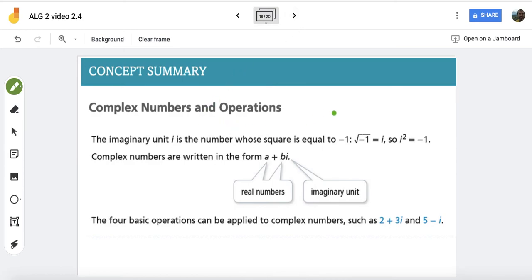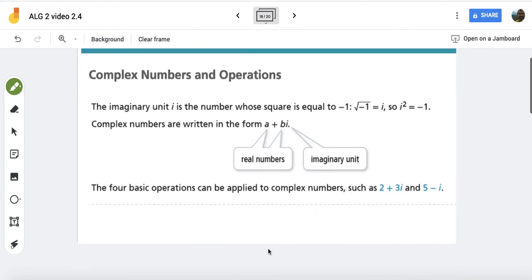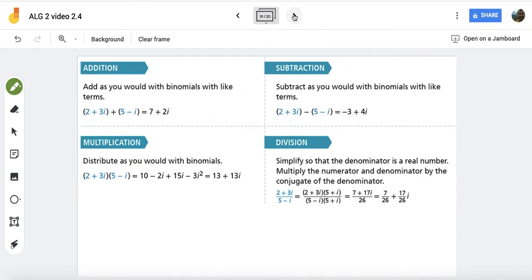Here's a summary page where we've learned about complex numbers and operations. The imaginary unit i is a number whose square is equal to negative 1, and we use that in this entire section. We have addition, keep the real parts together and the imaginary parts together. For subtraction, keep in mind you need to distribute the negative sign. For multiplication, you do like a double distributing where you're multiplying everything by everything. But then don't forget the i squared can become negative 1. So a lot of things simplify, so you only have a real and imaginary part in the end.